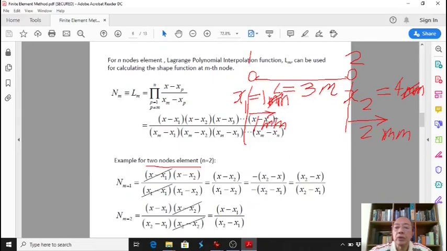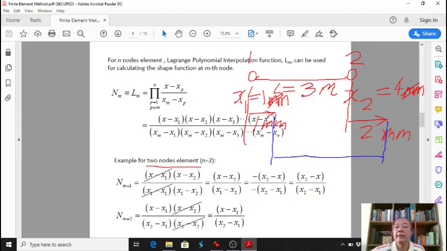So the bar now is stretching. The bar now is stretching. So this is final shape. So this is stretching of 1 mm. 2 minus 1. So this is stretching 1 mm.